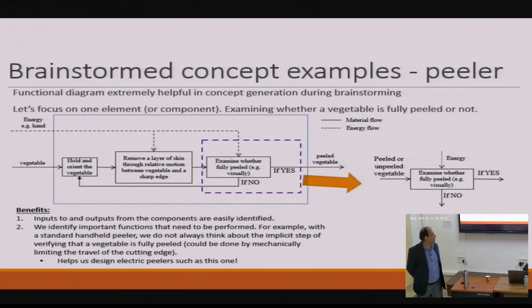Okay, the other advantage is that we identify important functions that need to be performed. For example, and I think I made this point last class too, you may not think in a functional diagram, but if you separate things, you say, well, hang on a second, I need an entity that does this, right? So if you want something to tell us whether it's fully peeled or not, we don't think about this, but we have to if you want to automate this process.